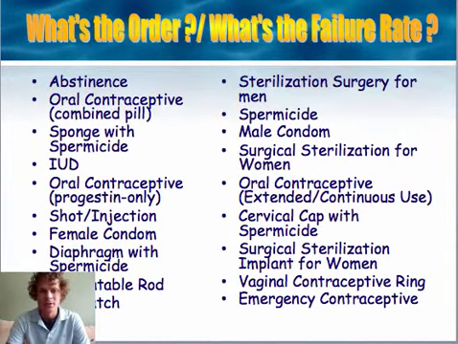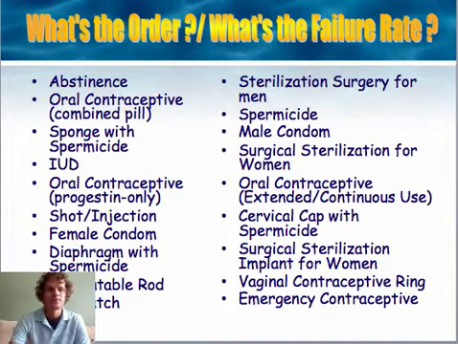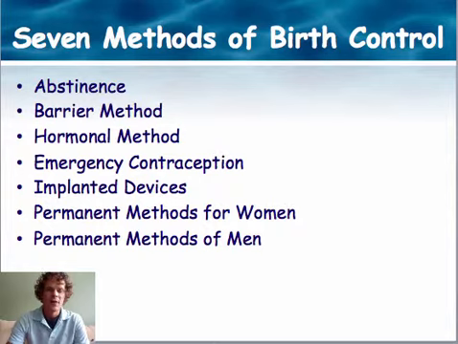Throughout this presentation, we will find out the failure rate of these contraceptives. There are 7 methods of birth control: the barrier method, the hormonal method, emergency contraceptive, implanted devices, permanent methods for women, permanent methods for men, and abstinence. We are going to learn about each of these methods.